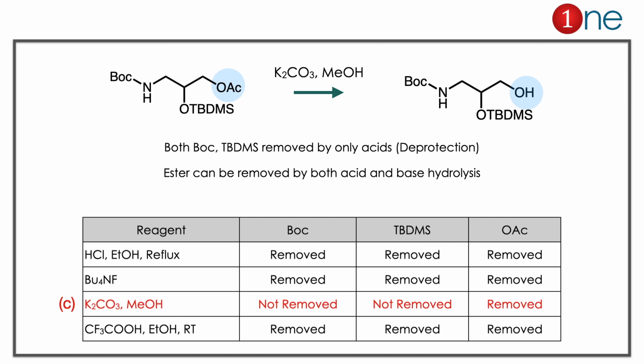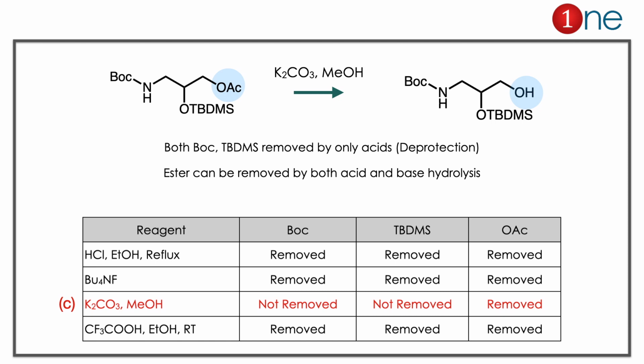The starting material has three functional groups, of which two are protecting groups: Boc and TBDMS. Boc protects the amine and TBDMS protects the oxygen. If you study protecting and deprotecting chemistry, Boc and TBDMS are removed by acid, and ester hydrolysis, everybody knows, can be done by acid or base. Both can be used as a catalyst.